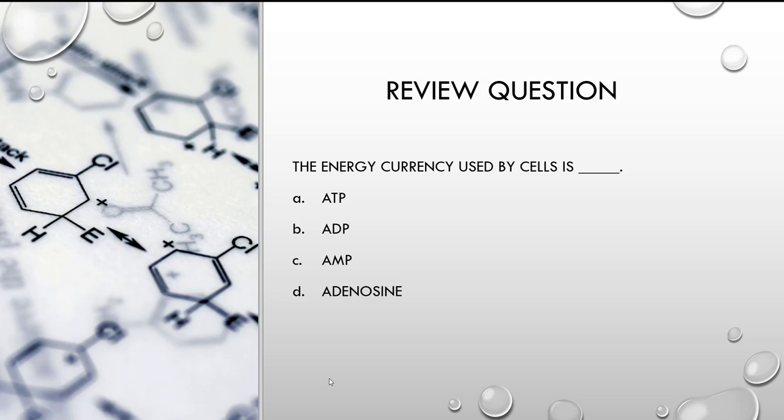The energy currency used by cells is it ATP, ADP, AMP, or adenosine? So what's the energy currency? If you chose A, ATP, I would agree with you. Of course ATP is our energy currency. We use ATP and extract energy from it. We break it down into ADP and phosphate, and a burst of energy is extracted.